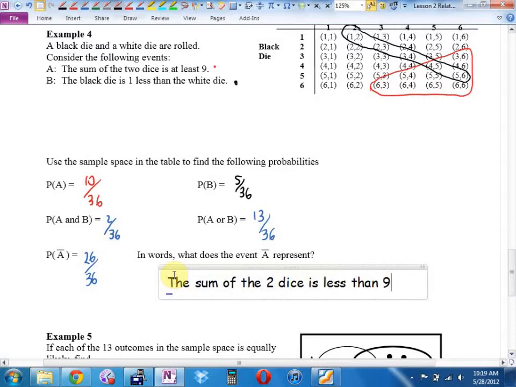At least 9. What's the opposite of at least 9? At least 9 means 9 or more. What's the opposite of that? Less than 9. It helps if you can translate it into English, because then you can start to think about what it means, especially for card questions. What's the opposite of a jack? Not a jack. Oh, 48 of those.